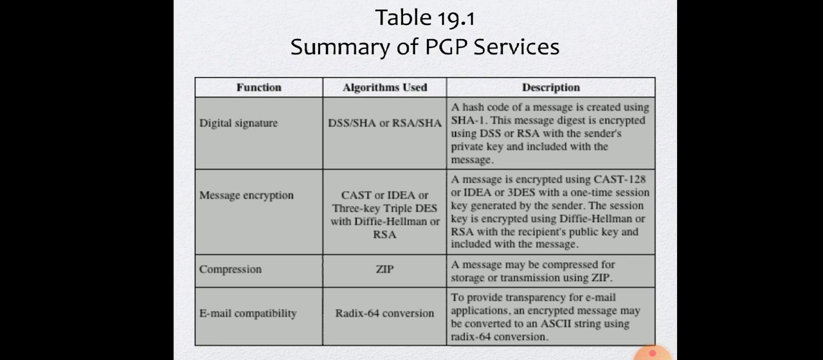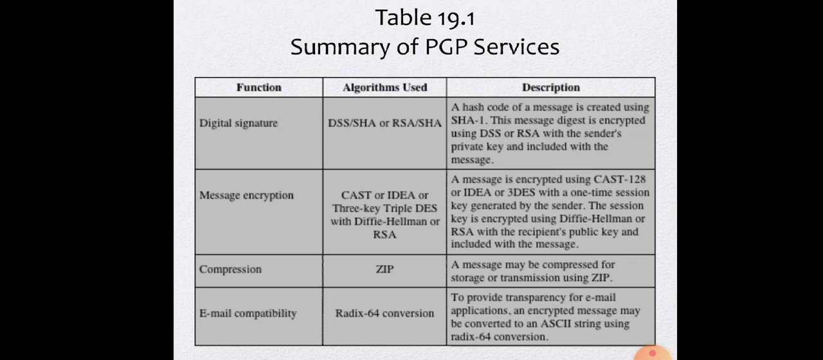It provides us four services mainly: digital signature, message encryption, compression, and email compatibility. For digital signature, the algorithms used are DSS followed by SHA, or RSA followed by SHA. For message encryption, they use CAST or IDEA or triple DES with Diffie-Hellman or RSA. For compression they use zip, and for email compatibility they use radix 64 conversion. So I think you can read and understand the description part.